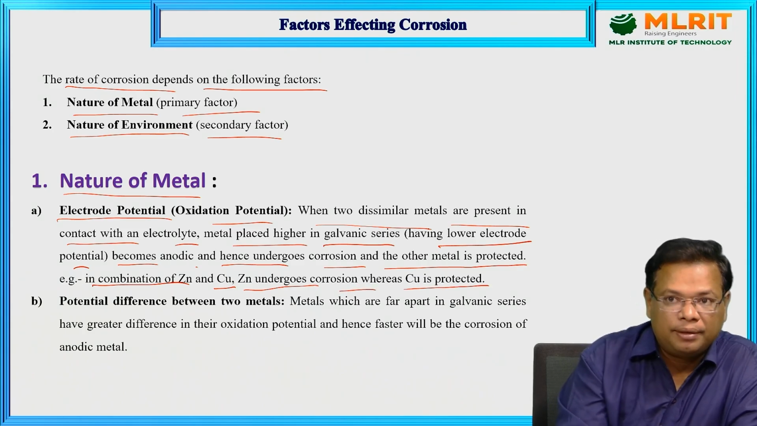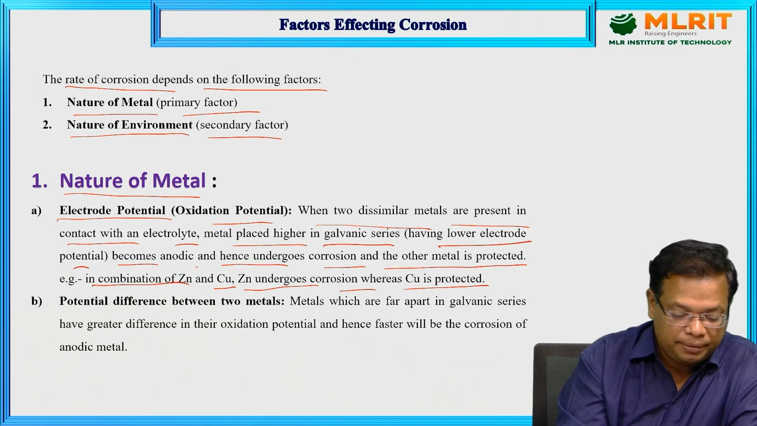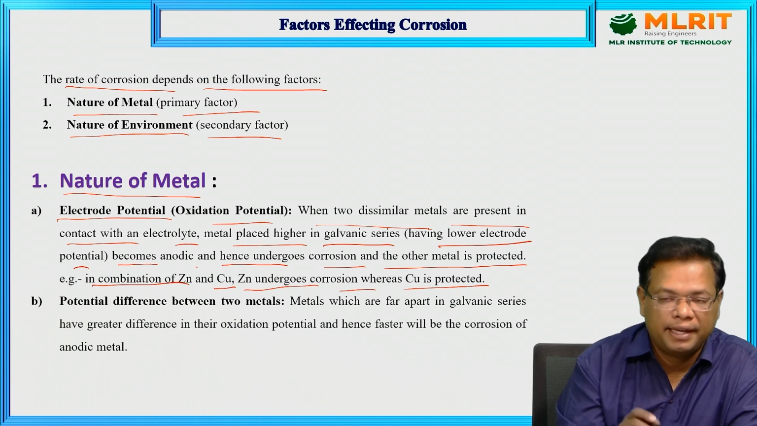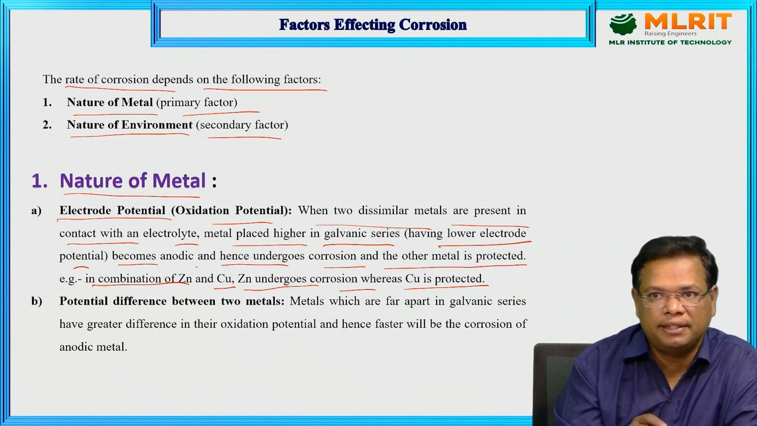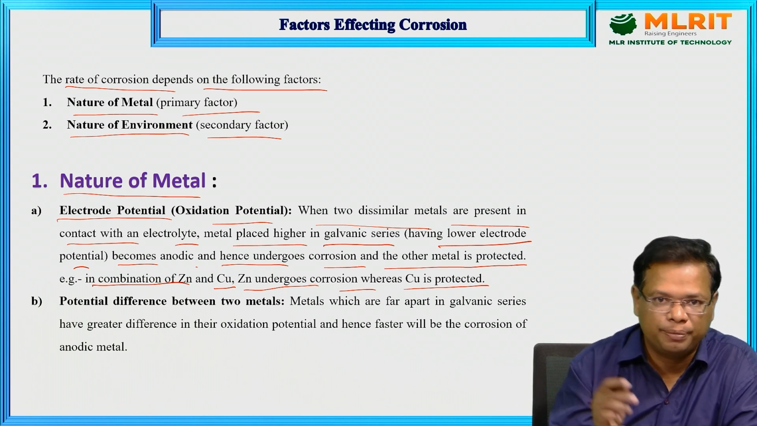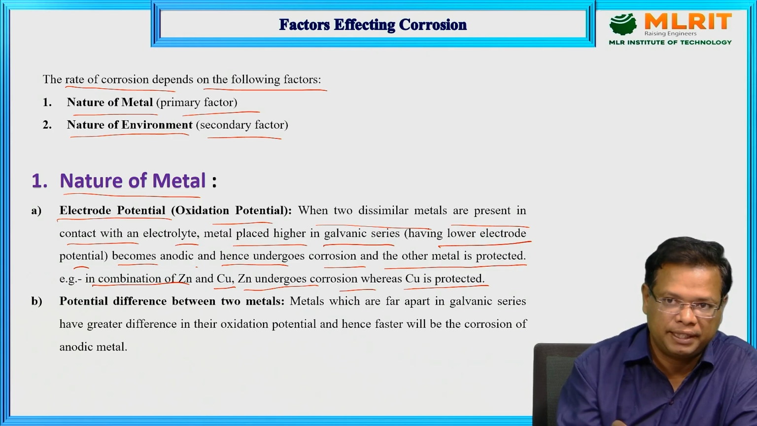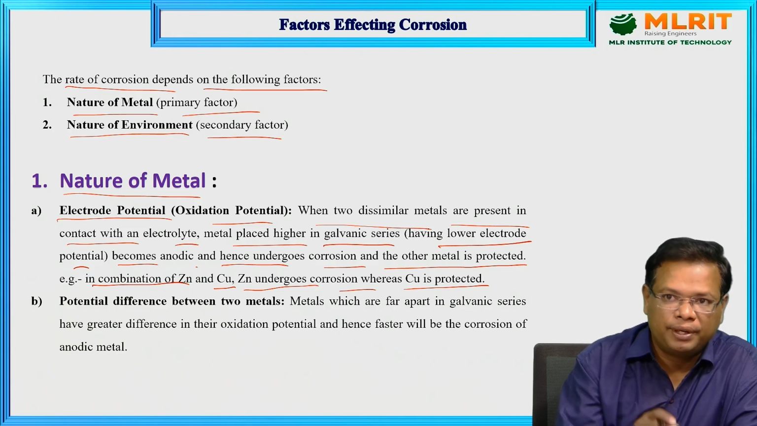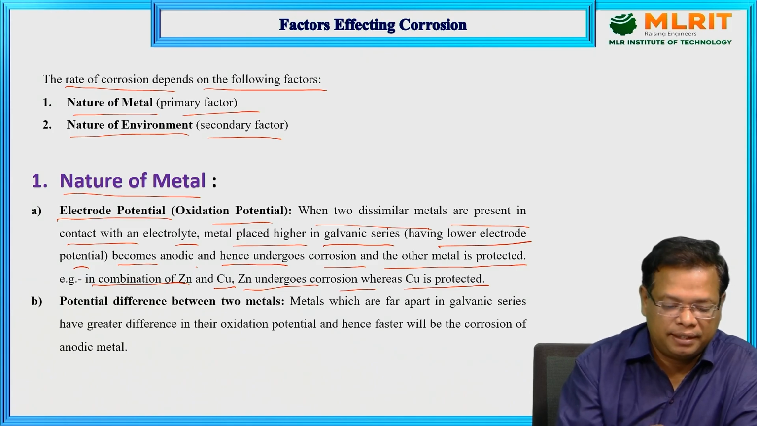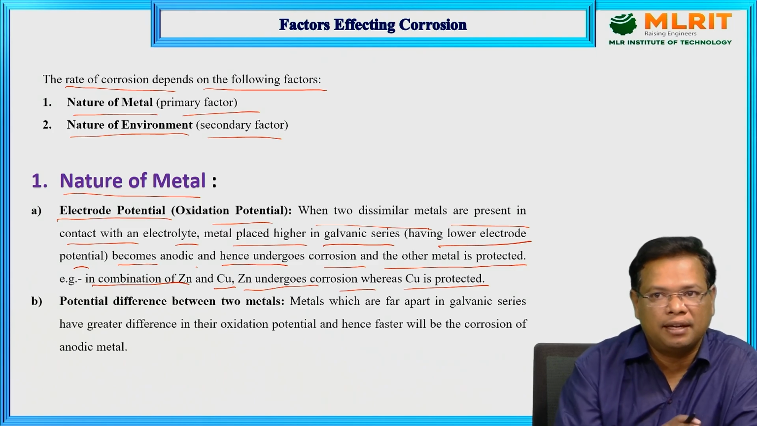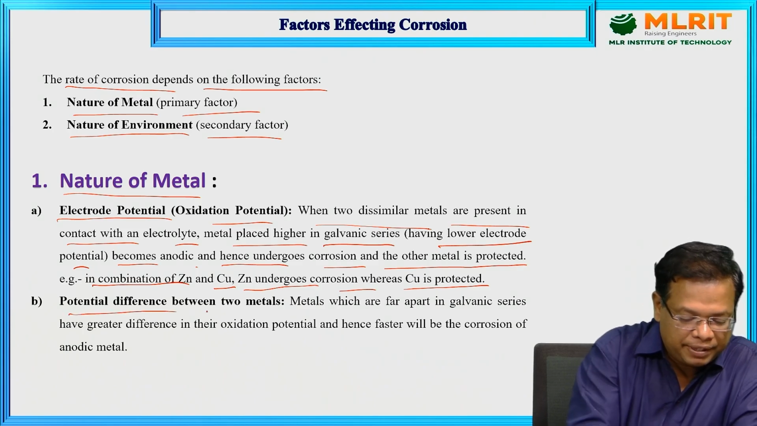So the more electroactive material will always act as an anode. It will lose its electrons very easily when compared to the other metal. Both metals are losing electrons, but the more electroactive material, which can lose its electrons faster than the next metal, will always act as the anode. Potential difference between two metals.